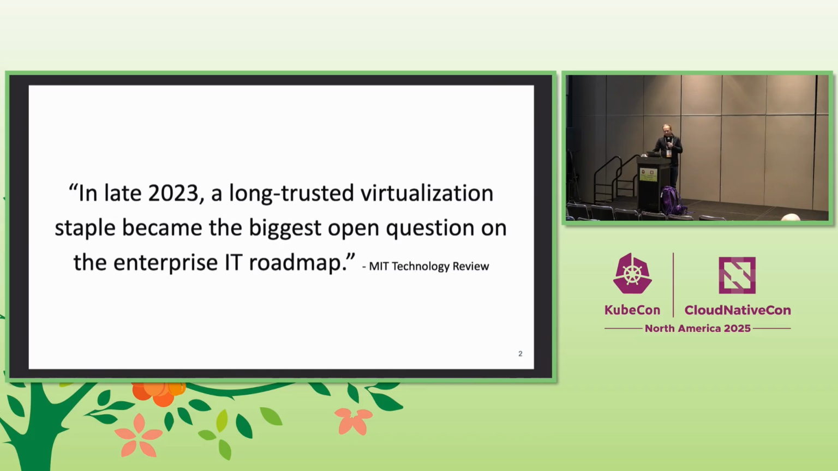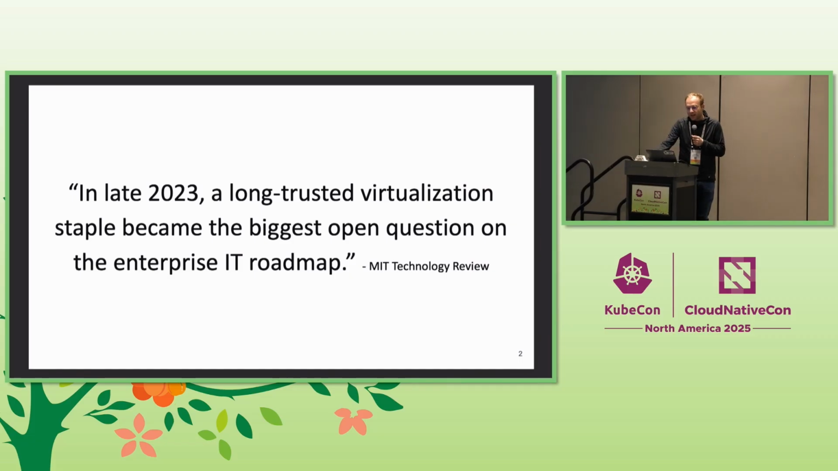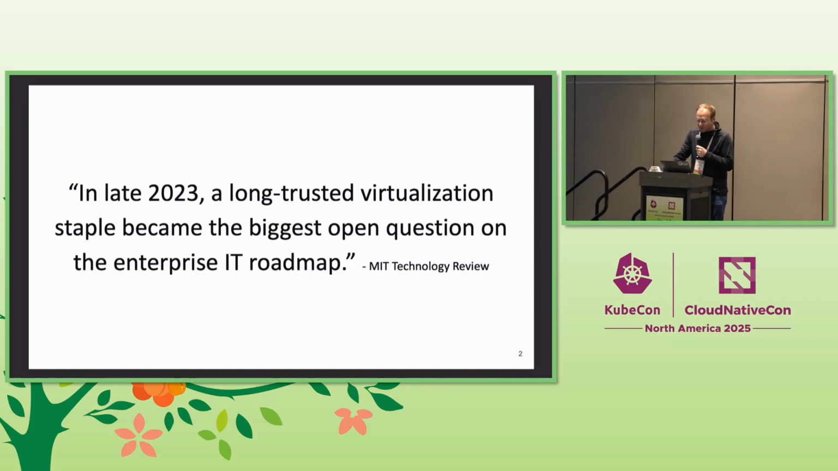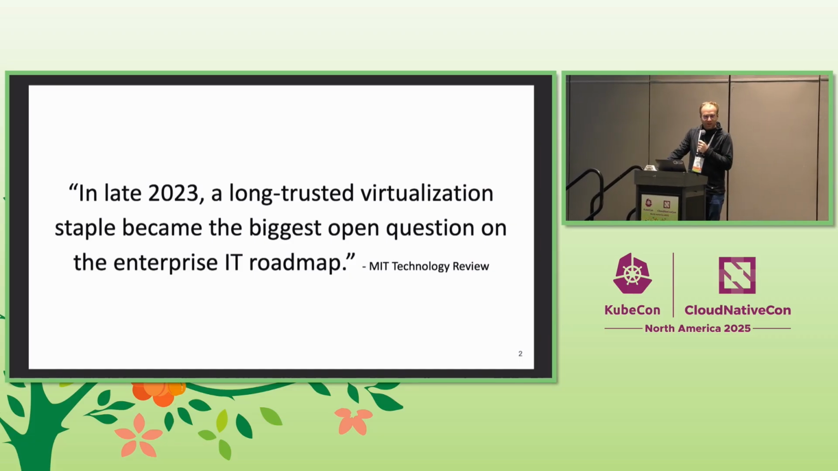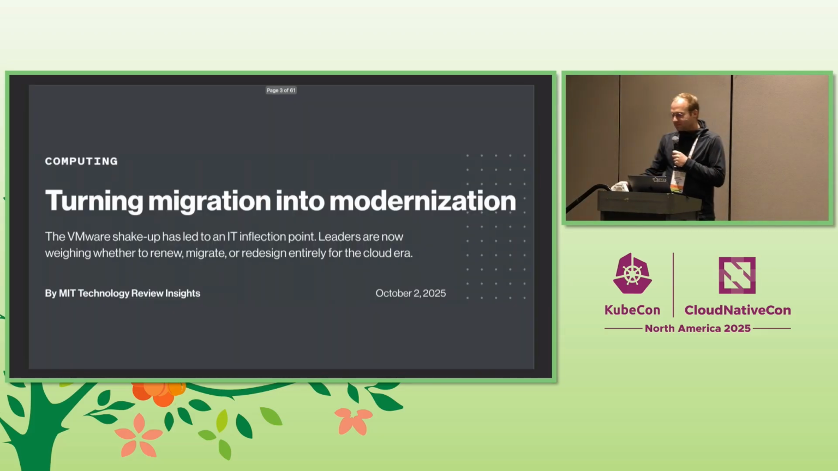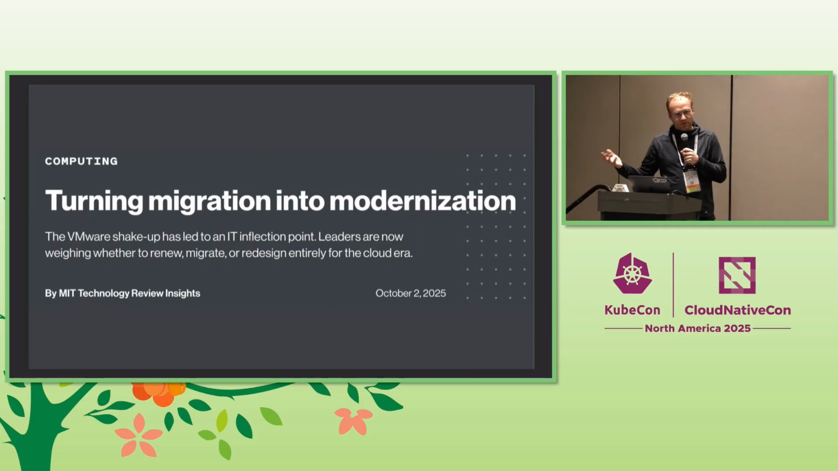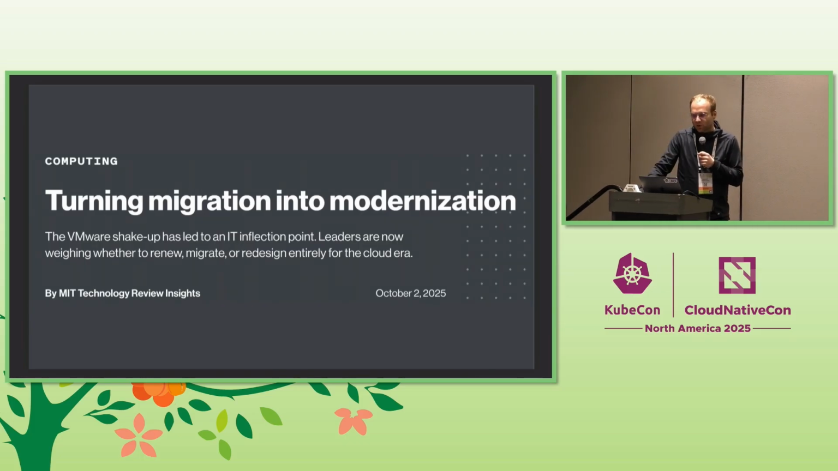up a bit. I found this quite an interesting quote from the MIT Technology Review in late 2023. "A long-trusted virtualization staple became the biggest open question on the enterprise IT roadmap." So a lot of enterprises are now rethinking whether to stick to the current stack or whether to migrate and modernize the infrastructure, potentially going into the Kubernetes space because they have containers running there anyway.